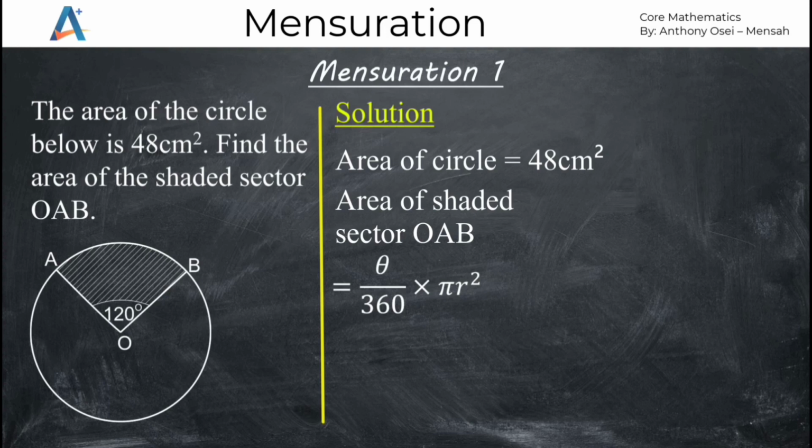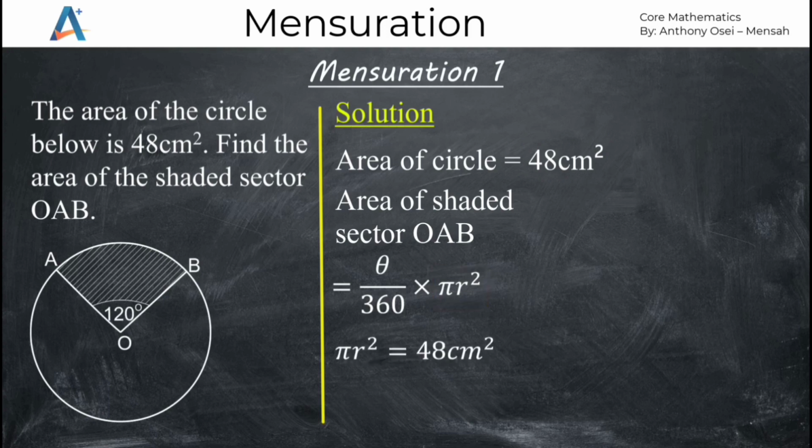Even though we know pi, we don't know the radius. Pi is a constant, so we can even get it ourselves. But what about the radius? We don't have the radius. So there are two things involved. Go and get the radius from this particular 48 as the area of the circle, or this pi r squared here represents area of a circle.